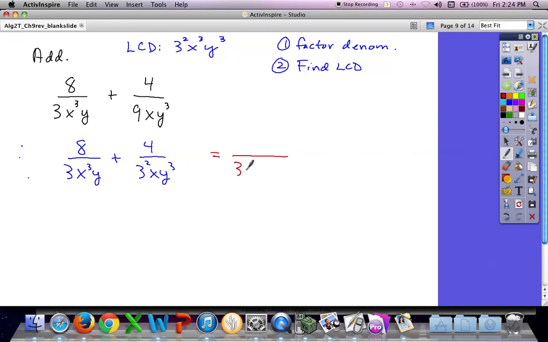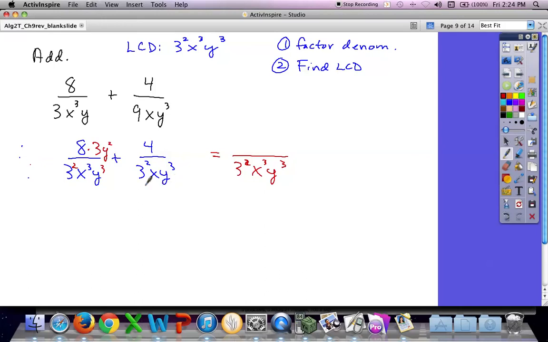Here's the common denominator: 3 squared x to the third, y to the third. What is this denominator missing that this denominator has? It's missing how many 3's? Yeah, it needs 1 more, right? So I should multiply by 3 over 3. What else? You need 2 more y's, right? So I need to go y squared over y squared.